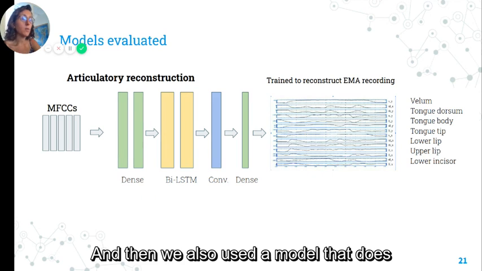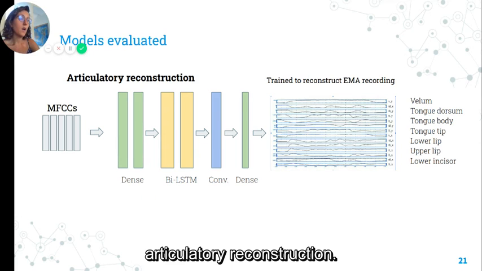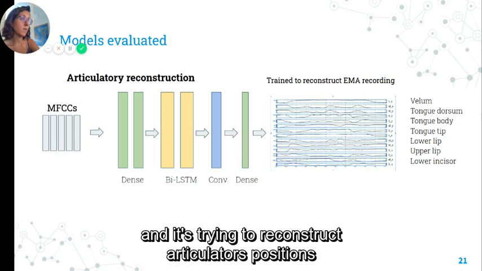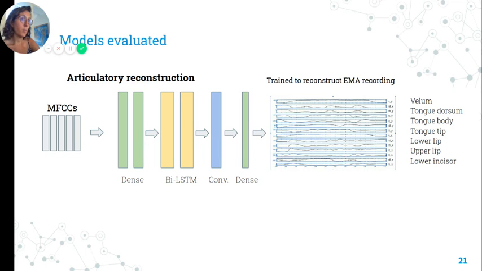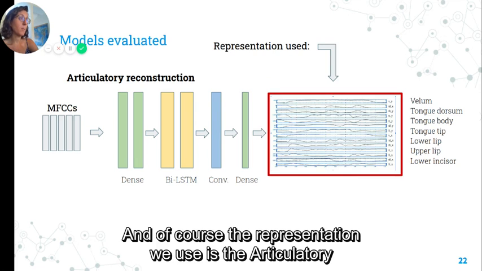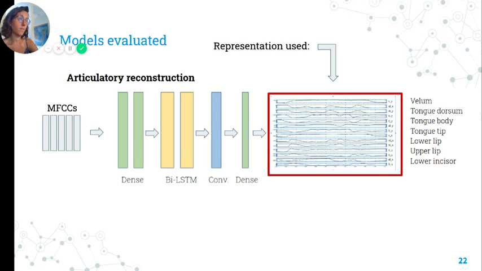And then we also use a model that does articulatory reconstruction. What it does is that it takes raw acoustic features and tries to reconstruct articulators' positions in 2D. It's trained on MRI recordings in English. And of course, the representation we use is the articulatory reconstruction itself.